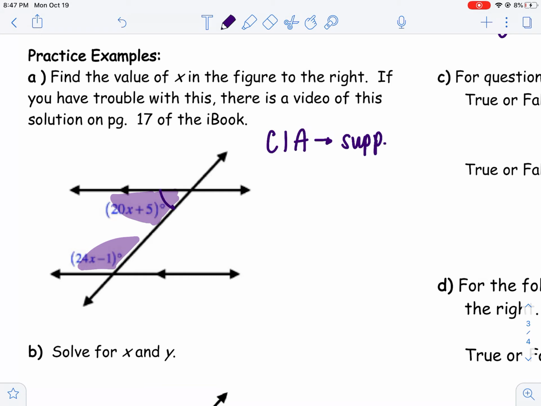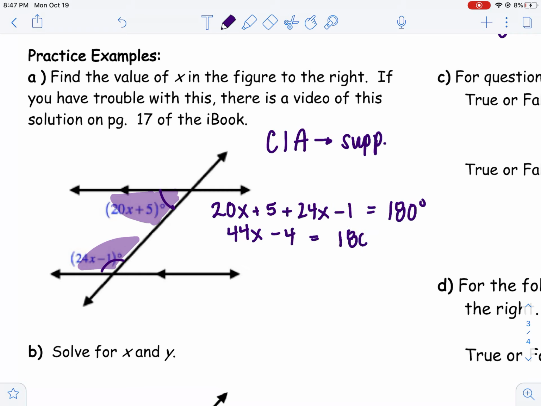So I'm going to take what I know this angle is, and that's 20x plus 5. And I'm going to add on what I know this one is, which is plus 24x minus 1. And I'm going to set that equal to 180 degrees. I took those two angles, added them together, and equated them to 180. That's what supplementary is. Now I'm just going to combine like terms. I've got 44x minus 4 equals 180. I add 4 on both sides. I divide by 44 on both sides.